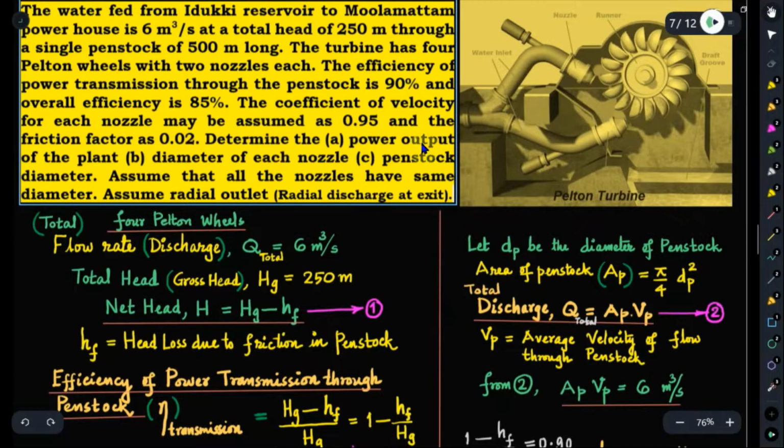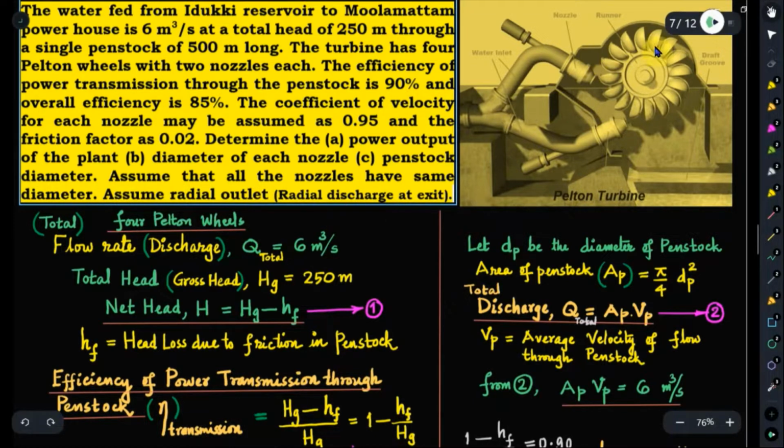Determine the power output of the plant, diameter of each nozzle and the penstock diameter. Assume that all nozzles have same diameter. Assume radial outlet, that is radial discharge at exit. Actually, this is a problem where we do not require any help from the velocity triangle. So this data, radial outlet or radial discharge at outlet, actually does not contribute to the solution.